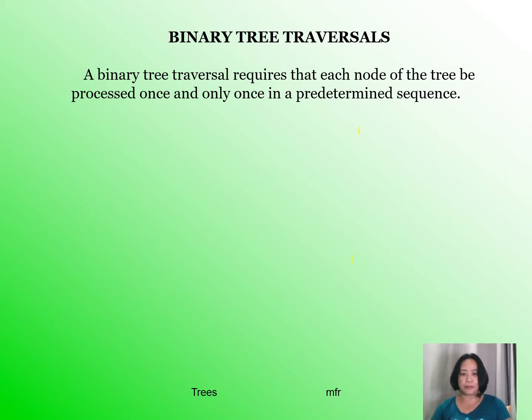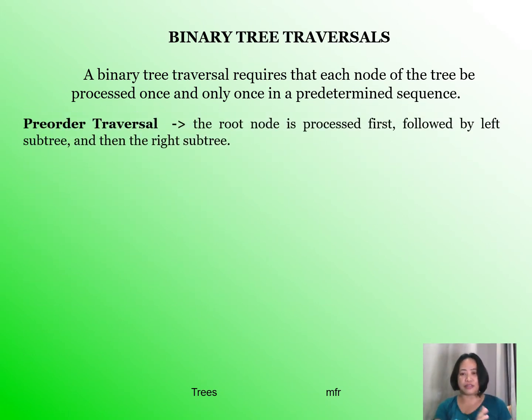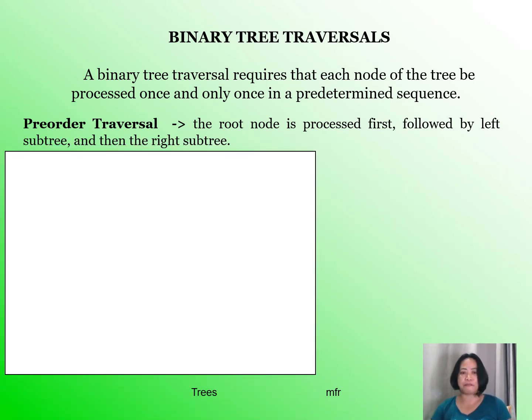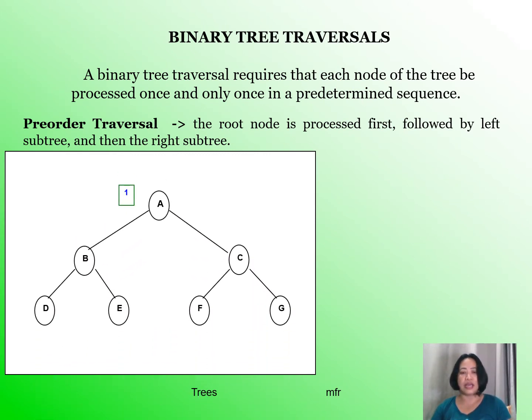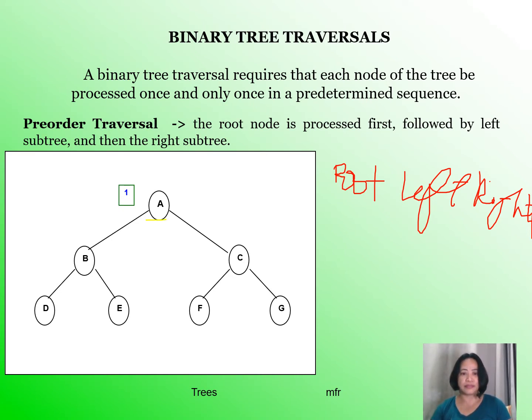So what's a pre-order? Pre-order is, okay, we have the root that is being processed initially first and then followed by the left subtree, then the right subtree. Okay, so we have, as an example, the tree. If you follow that sequence pre-order, it has the root, left, and then right. Okay, so root, left, right. Root will be processed first.